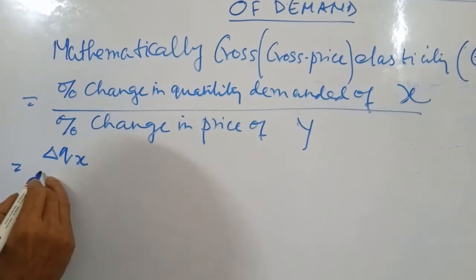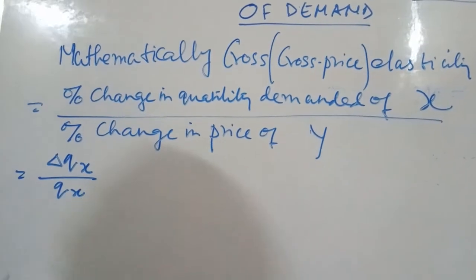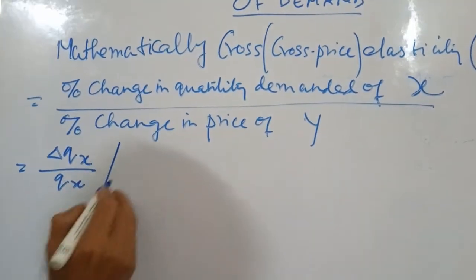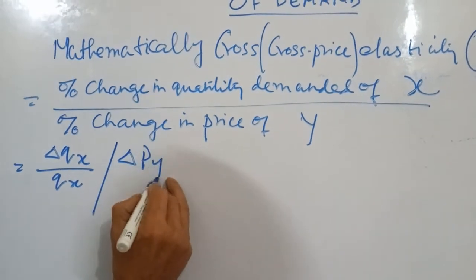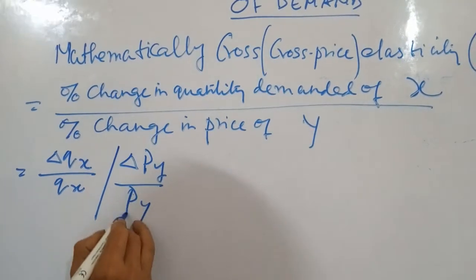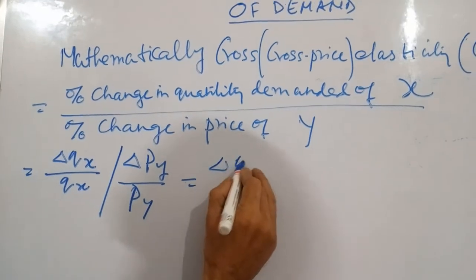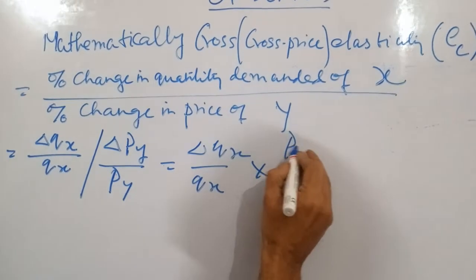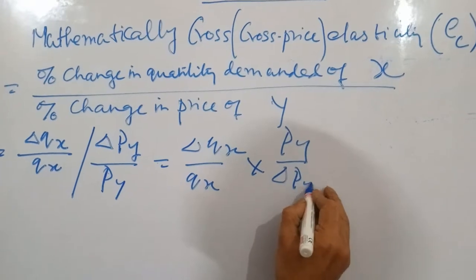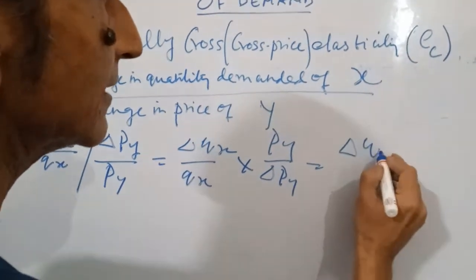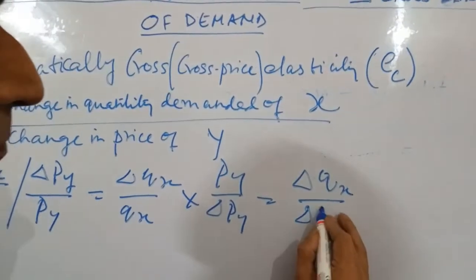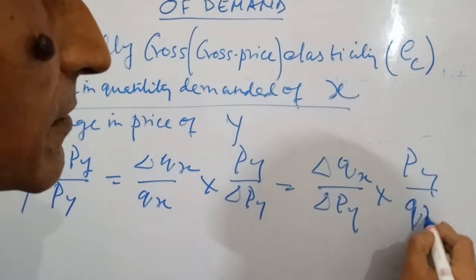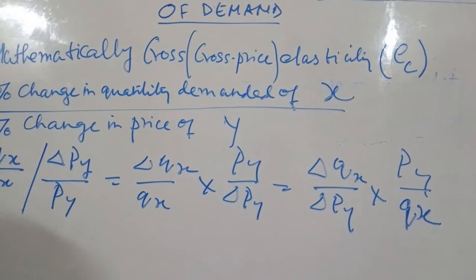delta QX by QX, that is change in quantity of X divided by original quantity of X, whole divided by delta PY by PY, that is equal to delta QX by QX into PY by delta PY, that is equal to delta QX by delta PY into PY by QX. Right?